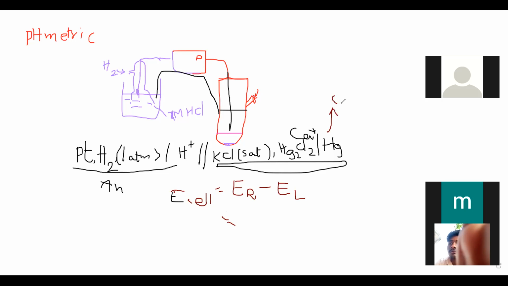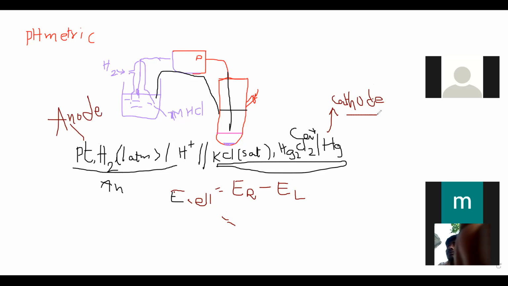My dear students, either in the electrochemical cell or in the electrolytic cell, at the cathode reduction always takes place, and at the anode oxidation takes place. This is the anode. At the anode always oxidation takes place. At the cathode reduction takes place. Try to remember this.